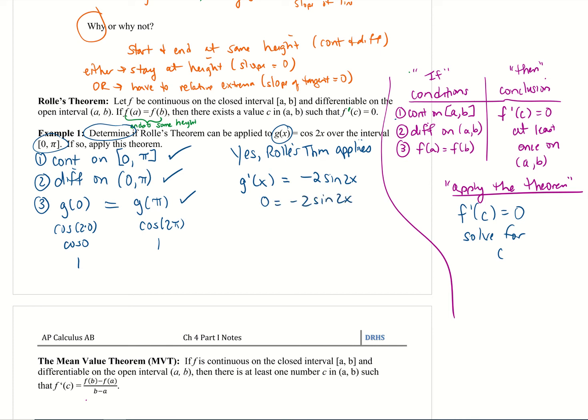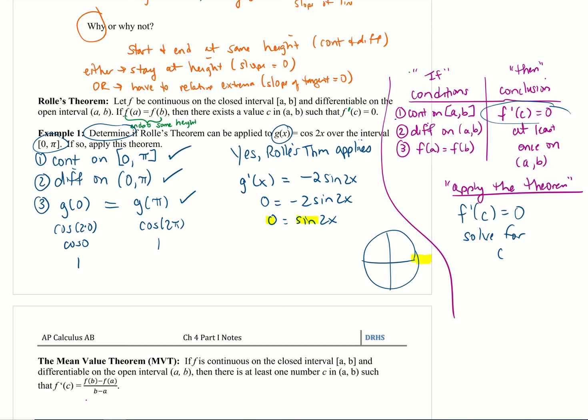That's part of the application of the theorem, is that I have to get to this conclusion here. And now I'll solve this. I'll divide both sides by negative 2. So I want to know, where does the sine of 2x equal 0? Some kids really don't like that 2x. So let me ask a different question. Where is sine equal to 0?